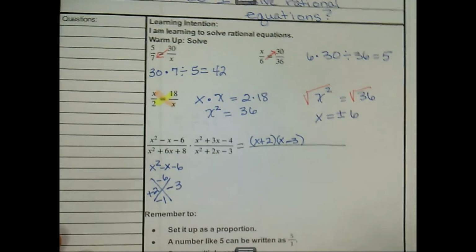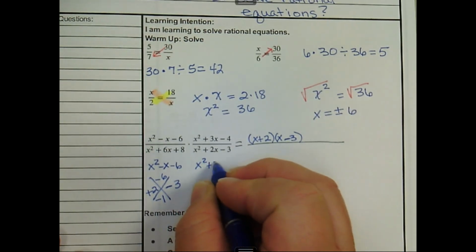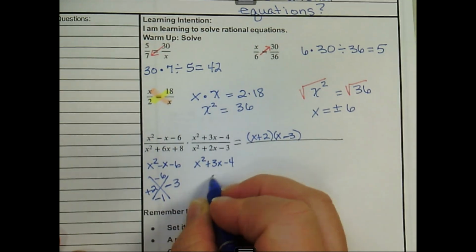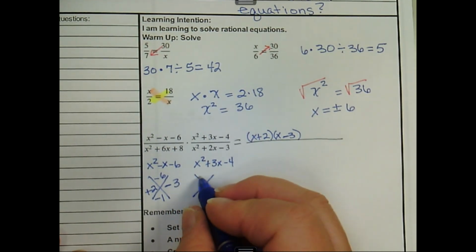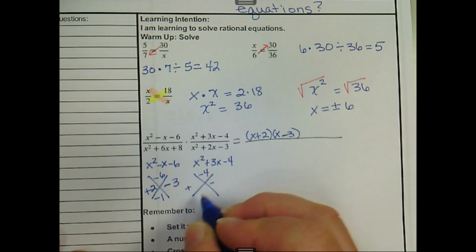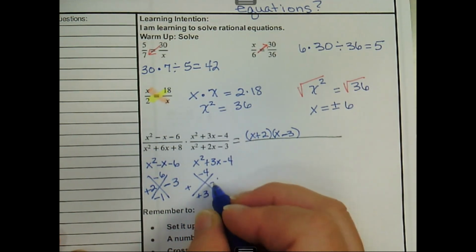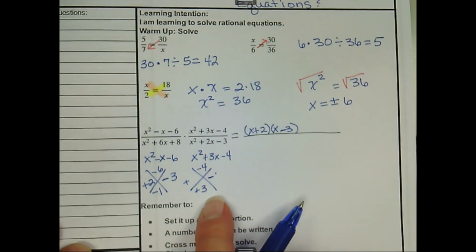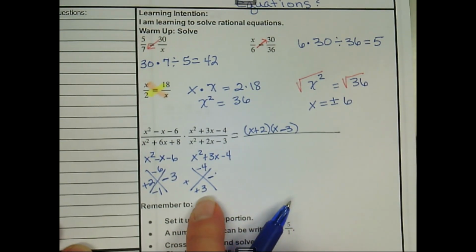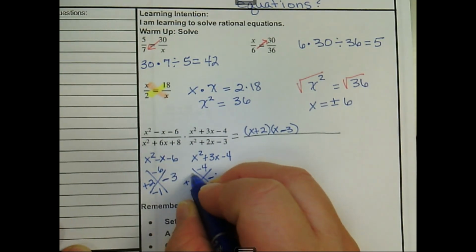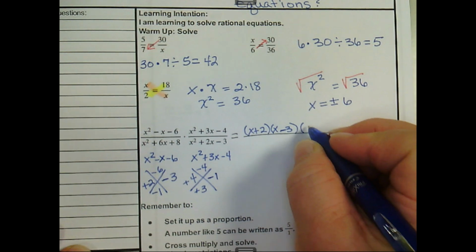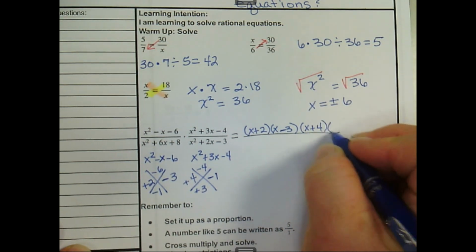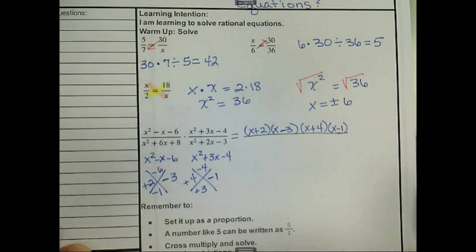Okay, for the second one, factors of 4 that differ by 3. One is positive and one is negative. This time the bigger number is going to be positive. 1 times 4 is 4. 4 minus 1 is 3. So the 4 will be positive and the 1 will be negative. Okay, so we factored everything on top.